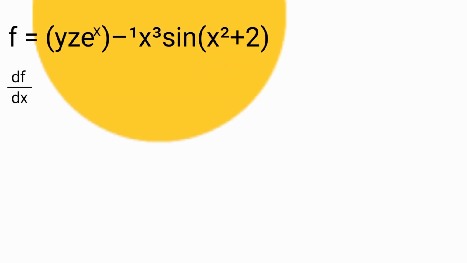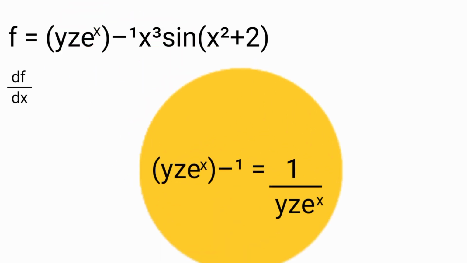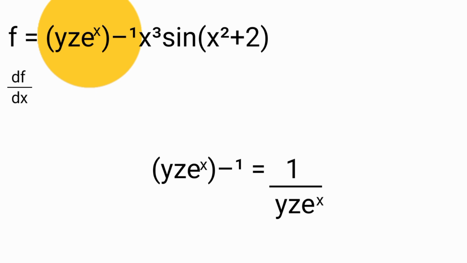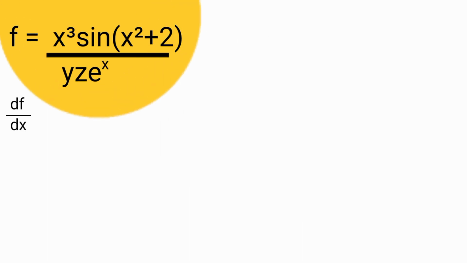If you look here, y z exponential x raised to the power minus 1 is the same as 1 over y z exponential x. So we can substitute that here to make it easier. So f is now equal to x cubed sine of x squared plus 2, all over y z exponential x. So how can you find df/dx from this? Since the function is in the form of a quotient, we can try applying the quotient rule.